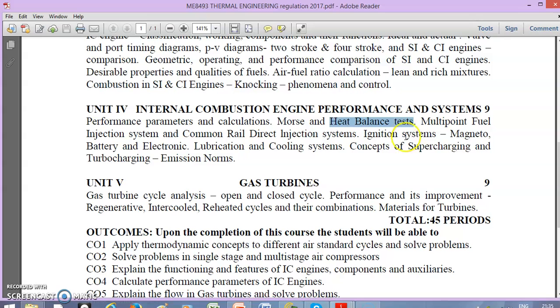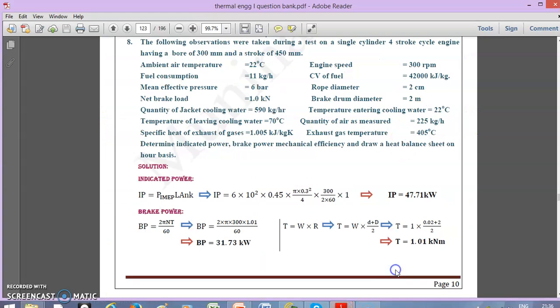What theory part we can expect from this topic, so we'll go for the problem. This is a typical problem in a heat balance sheet test. The following observations were taken during a test on a single cylinder 4-stroke cycle engine having a bore of 300 mm. So the number of cylinders is 1 and it is a 4-stroke engine.